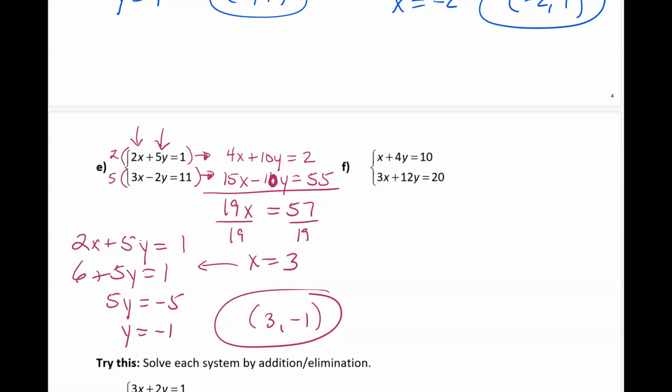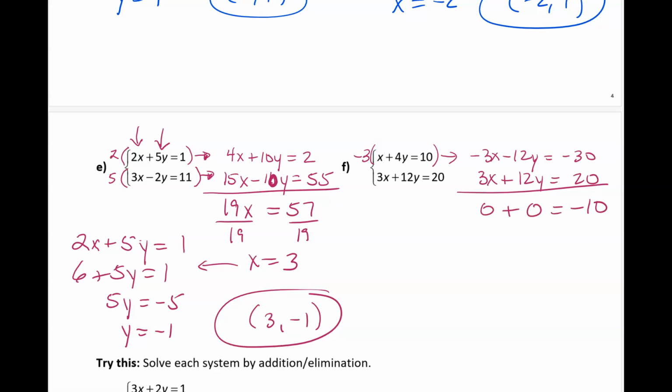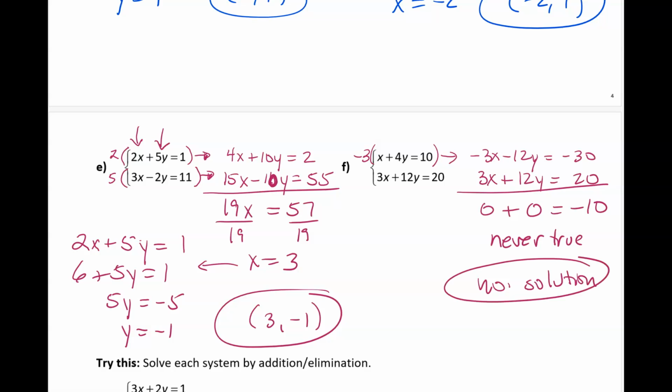In F, let's see, looks like we can make our x's cancel out fairly easily by multiplying this first equation by negative 3. That'll give us negative 3x minus 12y equals negative 30. And then bringing over the second equation, 3x plus 12y is equal to 20. Adding those two together, we get 0 plus 0 equals negative 10. Well, that equation doesn't have any variables in it, so we can't solve for the variables. And it's never true. That must mean that there is no solution to that system.